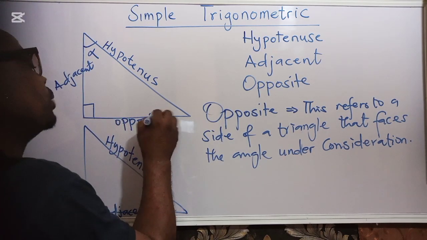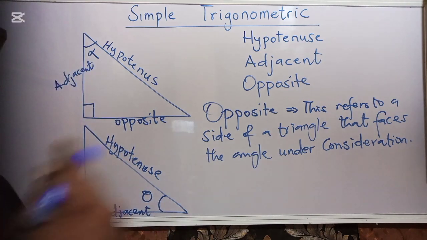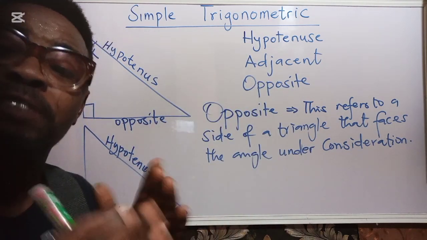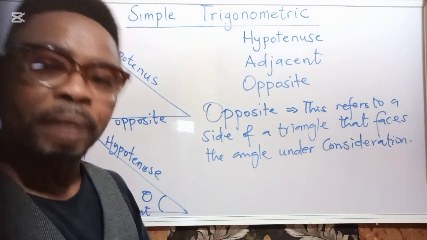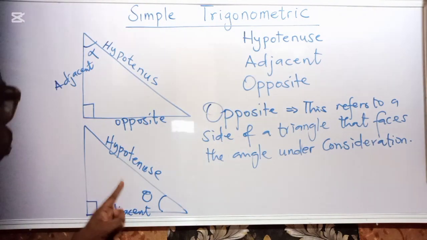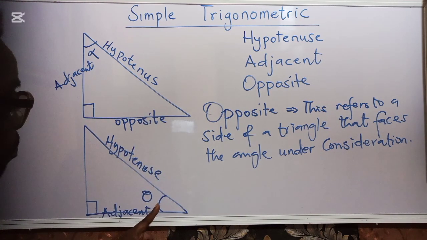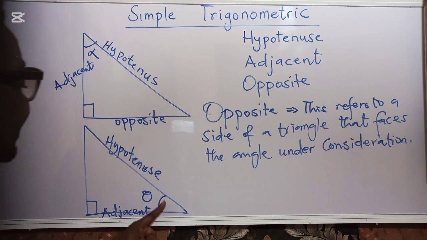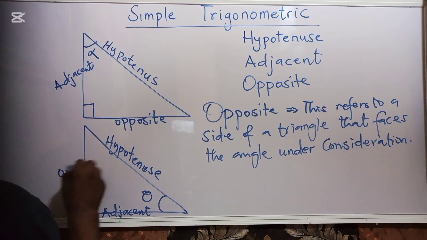So they don't drag space with each other. Adjacent and opposite don't drag space with each other, but they know when to switch position. The only one whose position is fixed is the hypotenuse. Hypotenuse is always the longest side, the one that faces the right angle in the right angle triangle. But in this one here, the angle under consideration is theta. So the opposite is the side that is facing theta. So here, this is the opposite now.